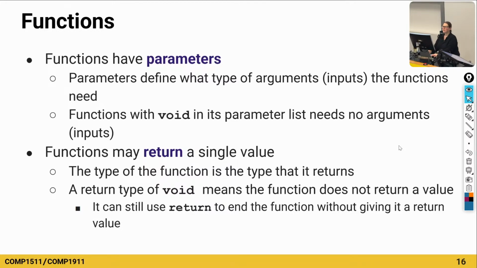But where have you seen this already? Void. Yeah, int main void. So that's saying that for the main function, you're not giving any inputs to it. It's just running without you giving it any inputs. But we'll see other examples of that as well. And you can also have a return type of void, which means it doesn't return a value.